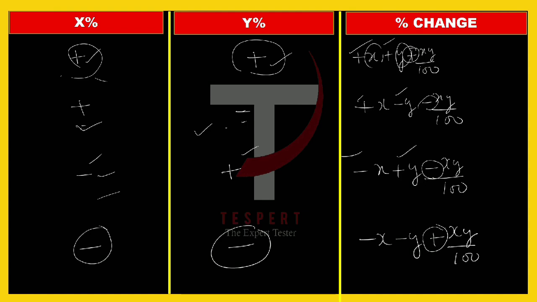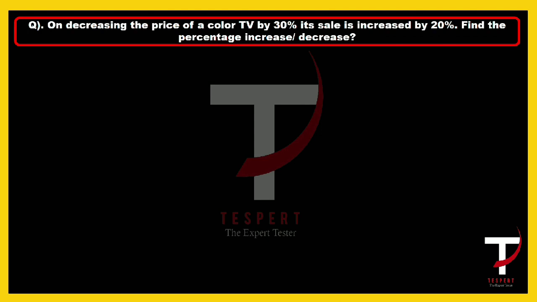On decreasing the price of a color TV by 30%, its sales got increased by 20%. Find the percentage increase or decrease. So here, what is x percent? X percent is 30, but it got decreased, right? So decreasing by 30% means minus 30. This is x percent. And what is y percent? The sales got increased by 20%. Increased means it is plus. So here minus, here plus.